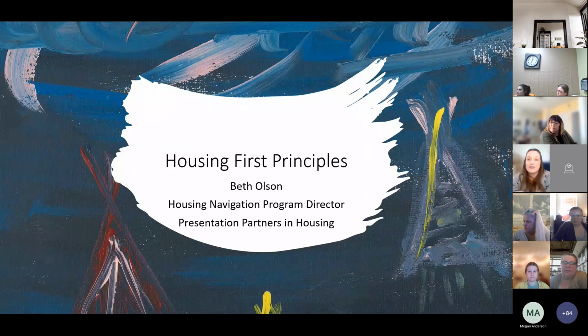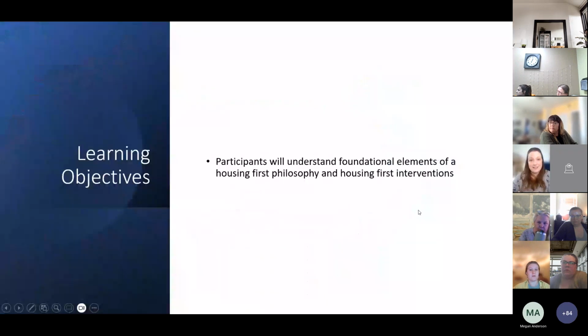So today we're going to cover some of the foundational elements of housing first as a philosophy versus housing first as an intervention, and all the different core components that come with that.